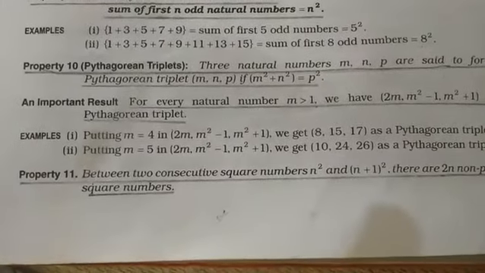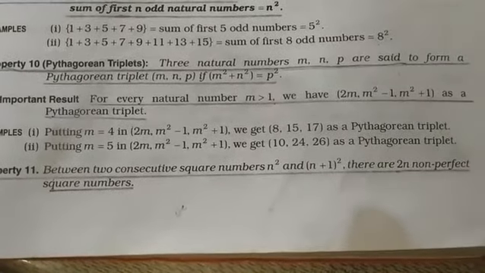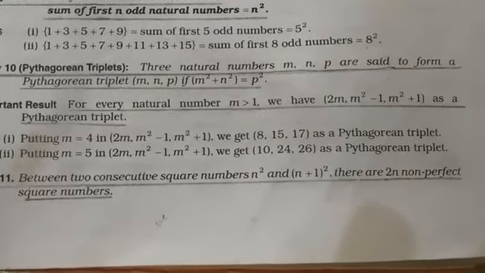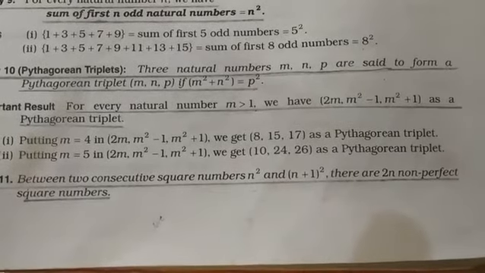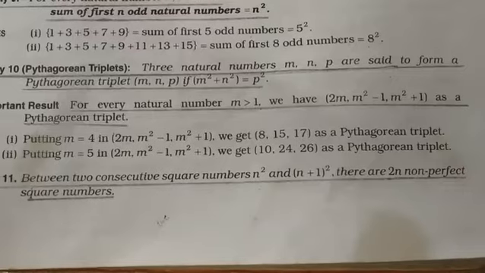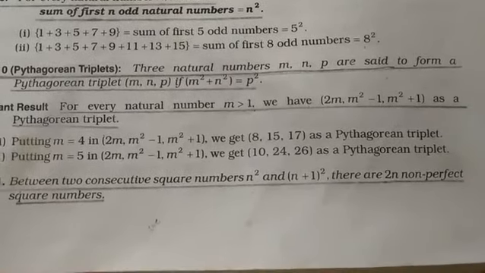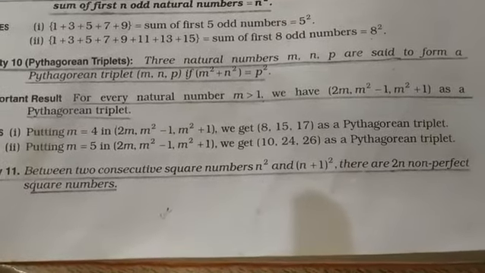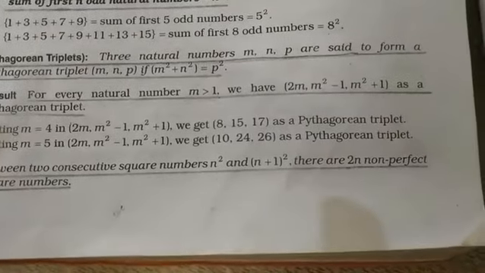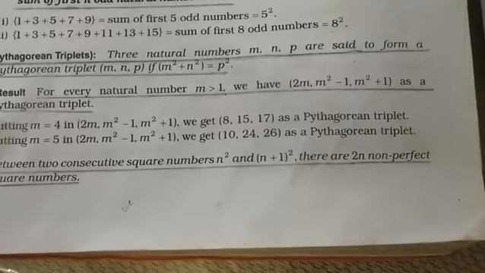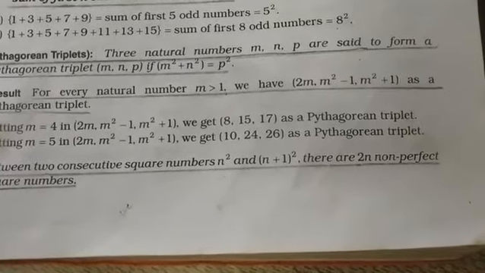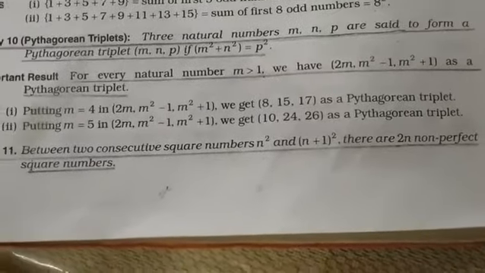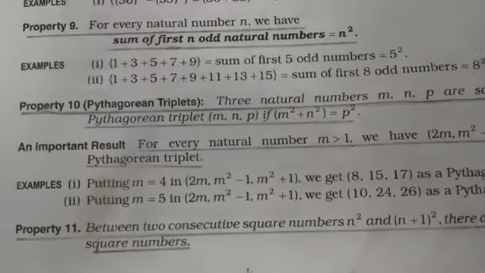Now our last property is property 11, that is, between the two consecutive square numbers, n square and n plus 1 whole square, suppose 2 square and 3 square, or 4 square and 5 square, or 8 square and 9 square, between the two consecutive square numbers there are 2n non-perfect square numbers. Okay, this is your last property.